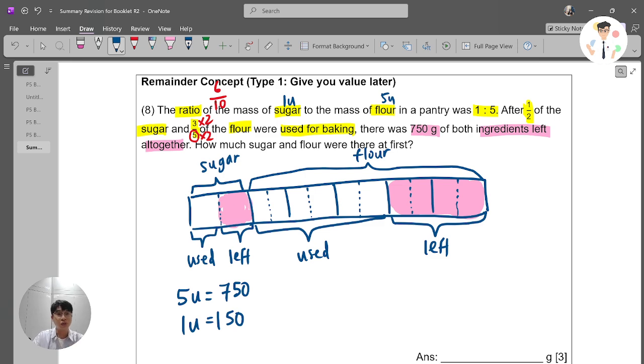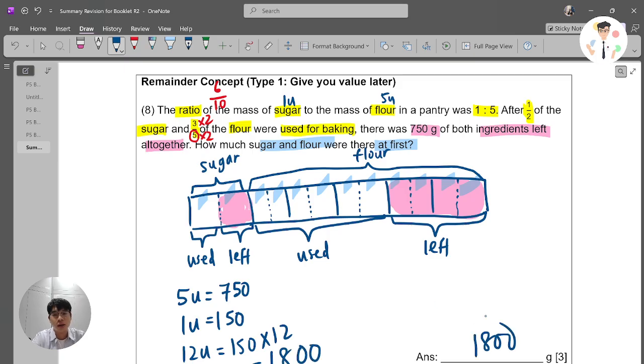And once you find 1 unit is equal to 150, everything is simple. Last part, how much sugar and flour was there at first? That means I'm basically asking for every single thing. So how many units do we have here? 1, 2, 3, 4, 5, 6, 7, 8, 9, 10, 11, 12. So I have a total of 12 units. And if 1 unit is 150, 12 units is 150 times 12, 1800. Okay, that's it, and we are done.